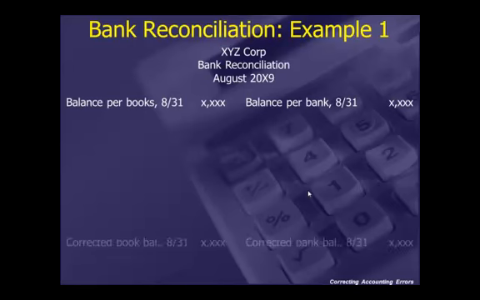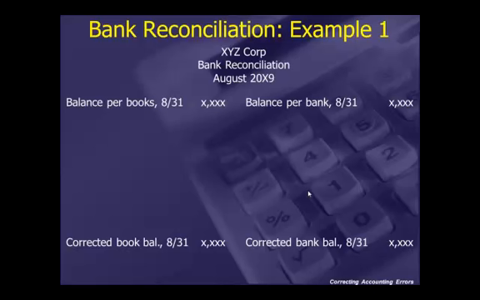So looking at an example of the format, here we have XYZ Corporation, Bank Reconciliation August 2009. We've got two halves to this. We've got a half side that is per the books and another half side per the bank. Now I'm used to seeing these reversed to where the bank would be on the left or on the top and the books would be on the right or the bottom. But it's okay. This will work.